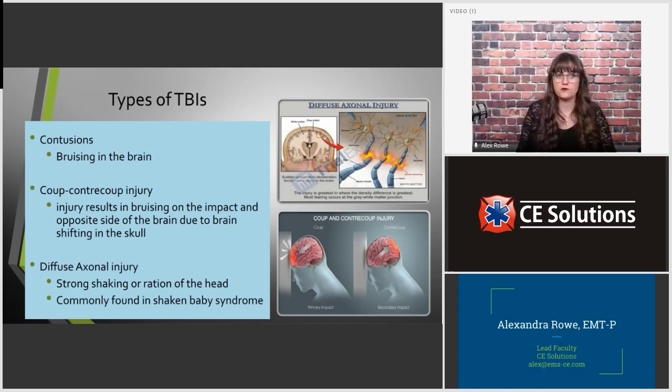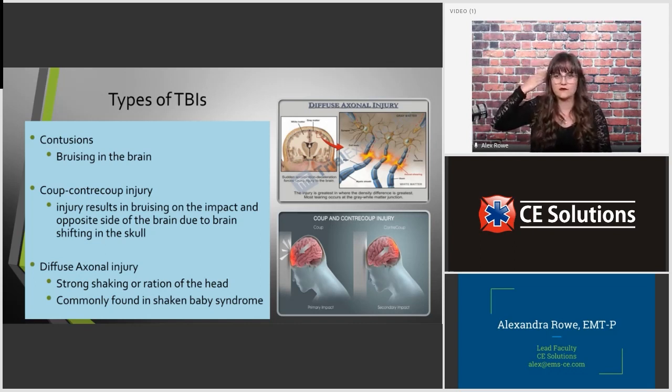Coup contrecoup injuries. What is this? So this is a result of multiple impacts within the skull. Okay, say you get in a car accident. So the car makes an impact, right? And everything in the body is going to end up impacting into the structures that are protecting the organs. And unfortunately, say the body goes forward, what happens to the brain? The brain's basically going to slam the back of the skull.